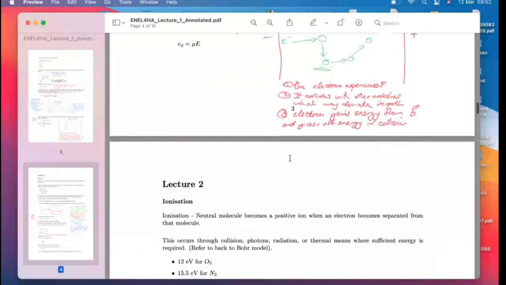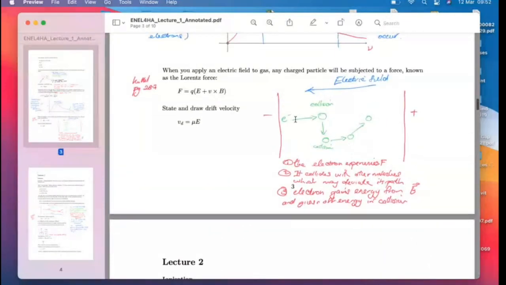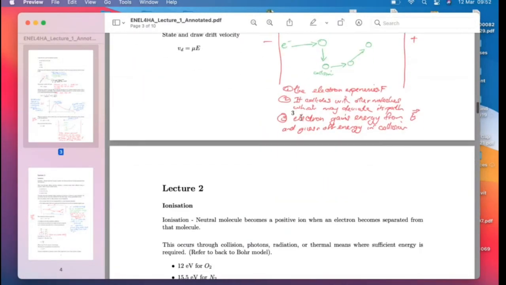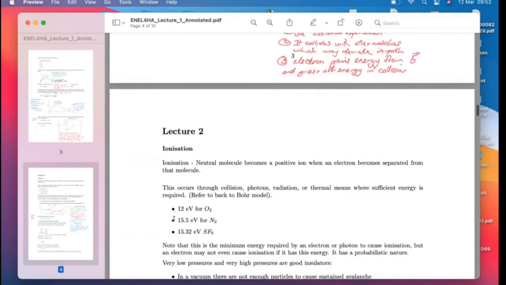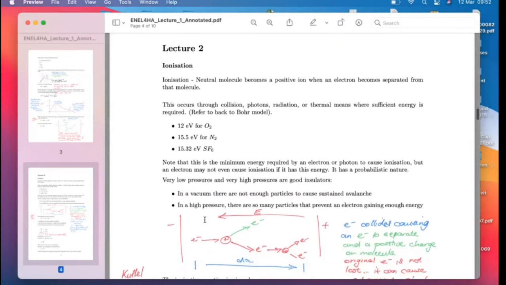Right, so again, if we look at something like this drift velocity, if that electron is traveling through the gas, it'll collide so many times with molecules that it'll never get up to the speed or the energy levels to cause ionization.